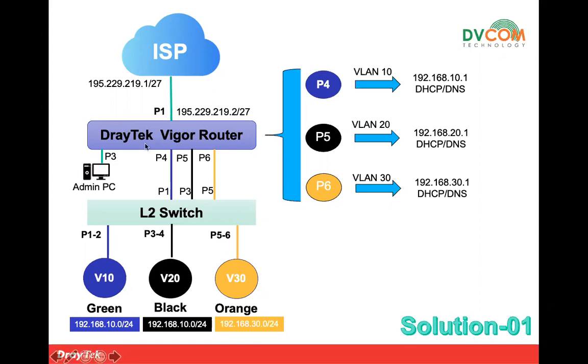Then after that, you can configure the gateways. If you see here, port number 4 belongs to VLAN number 10, and the IP address is 192.168.10.1. Then I have enabled the DHCP and the DNS for VLAN number 10. Port number 5, I kept into VLAN number 20, and I configured 192.168.20.1, and I configured the DHCP and DNS. And VLAN number 30, I configured as 192.168.30.1, and I have enabled the DHCP and DNS.